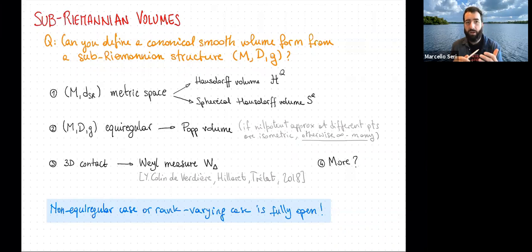And if you are non-equiregular, then it's a wide open field as far as I know. So this is another big question in the Subriemannian work. What are the canonical volumes? Which one makes more sense than the other? How do they differ from the volumes you have in Riemannian geometry? What different information do they carry about the manifold and so on? So there is lots of research going on and there are not many answers yet.